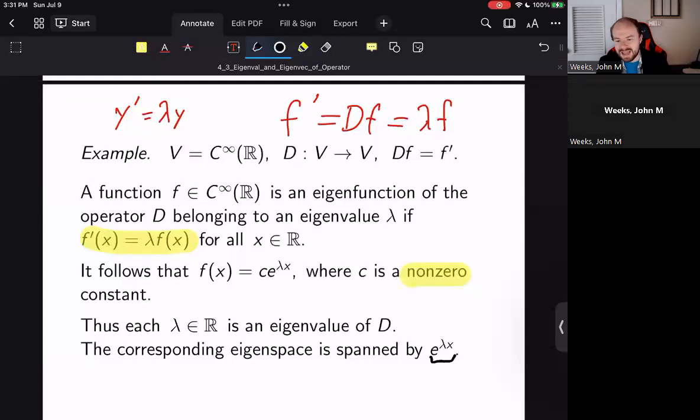So the corresponding eigenspace spanned by e^(λx), all of the things that we're about to talk about are also true: these things are linearly independent from one another. We'll talk a lot about each of these, but this is going to be a lot of functions for us, a huge number of functions, a lot of eigenvalues. It's a kind of crazy amount of data.